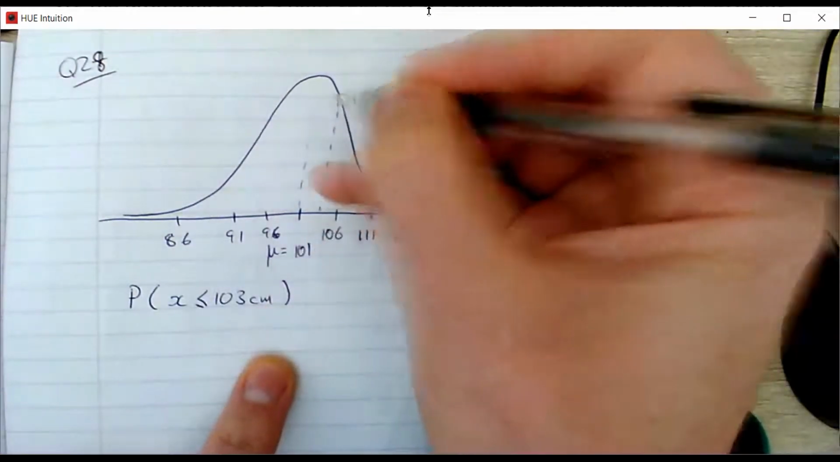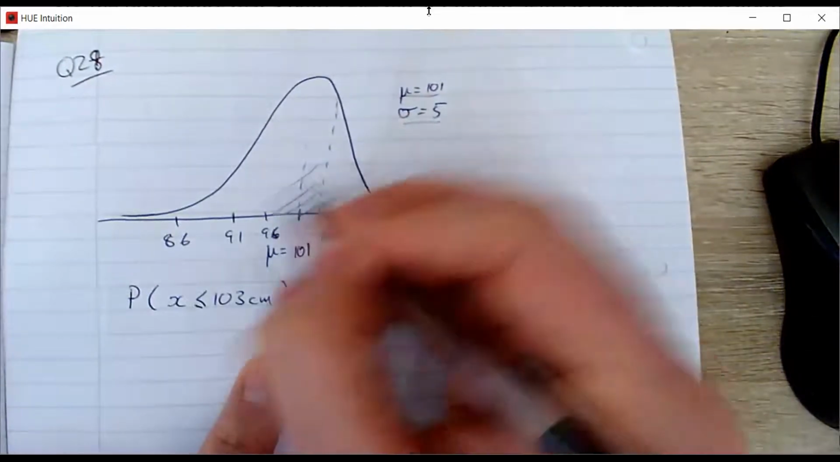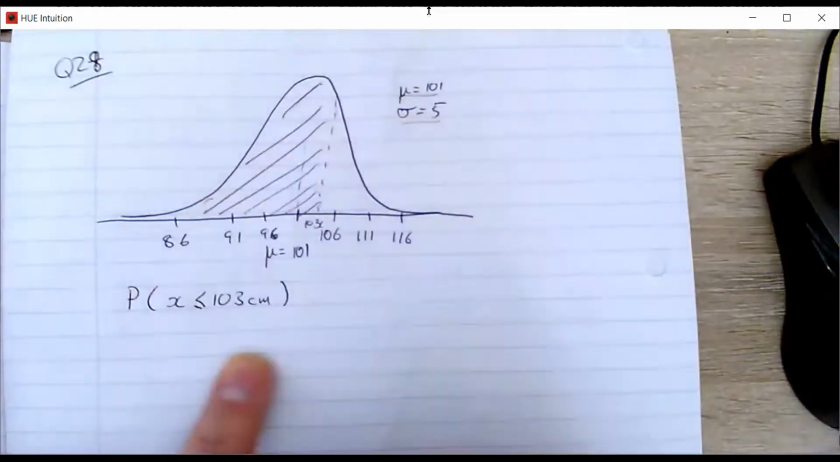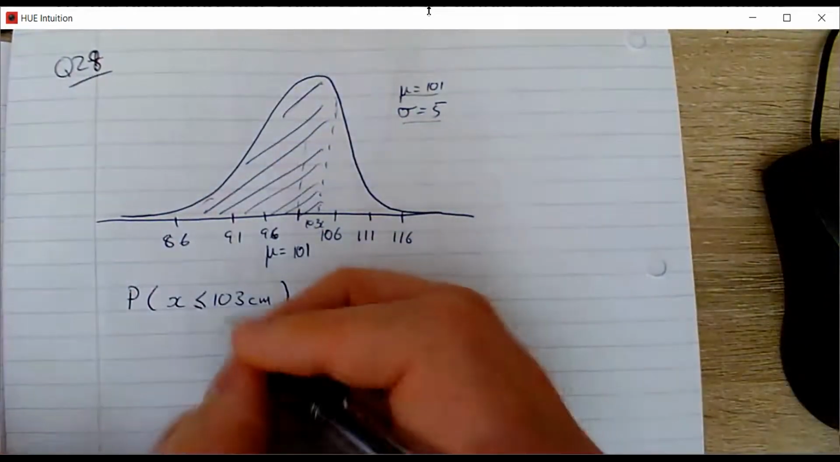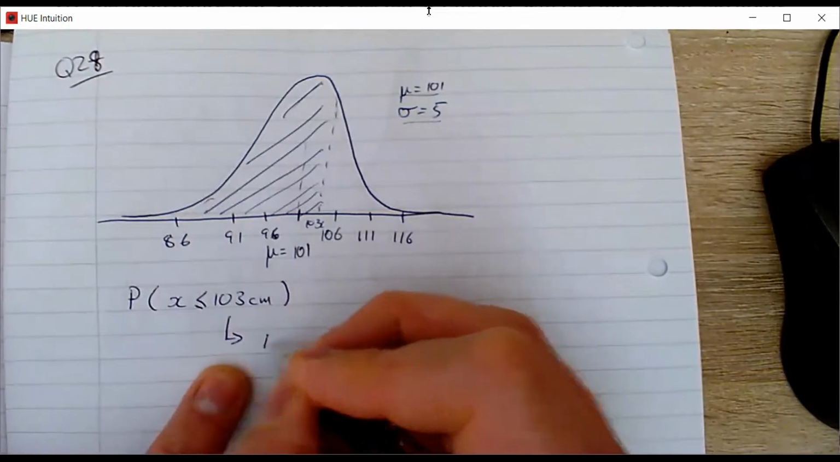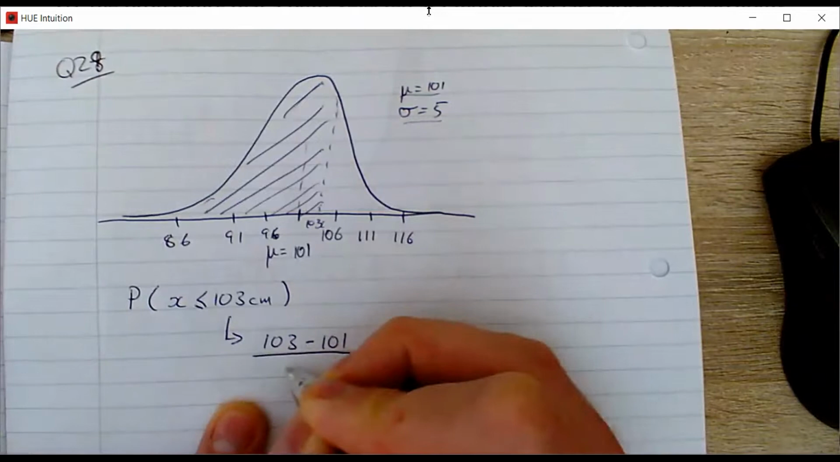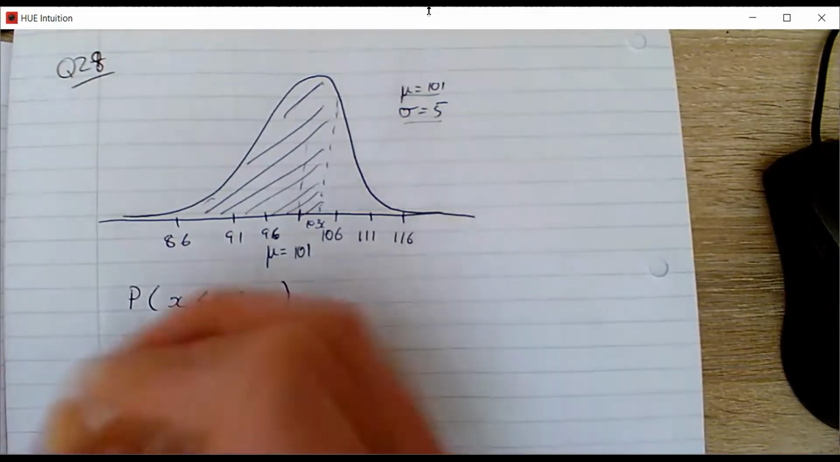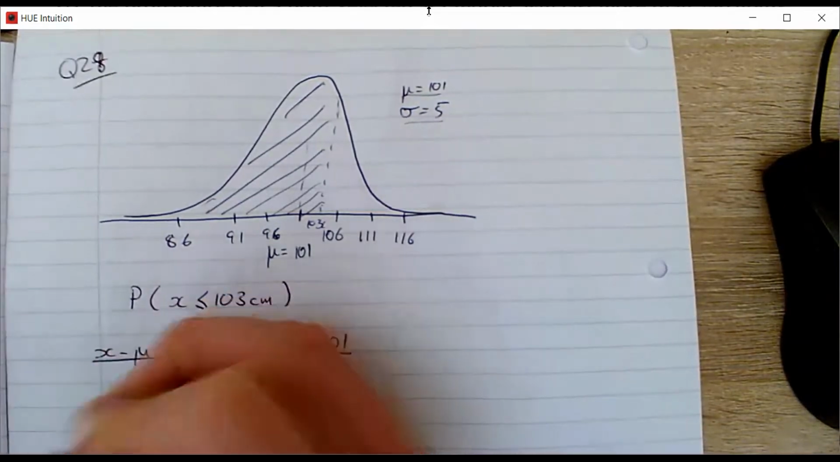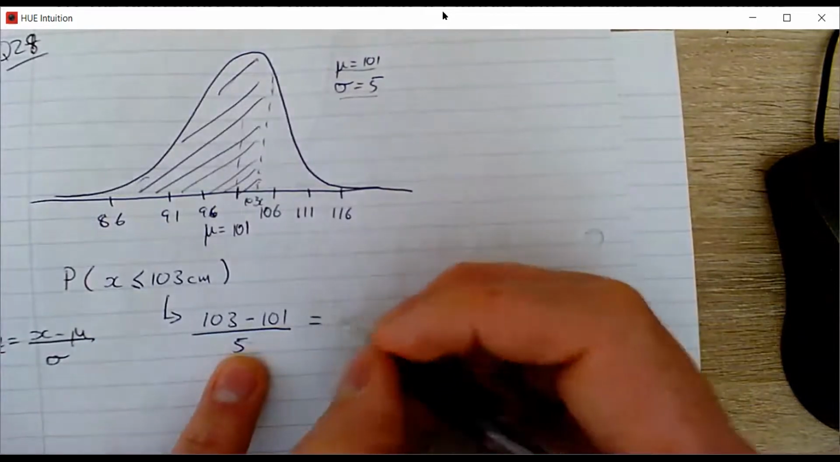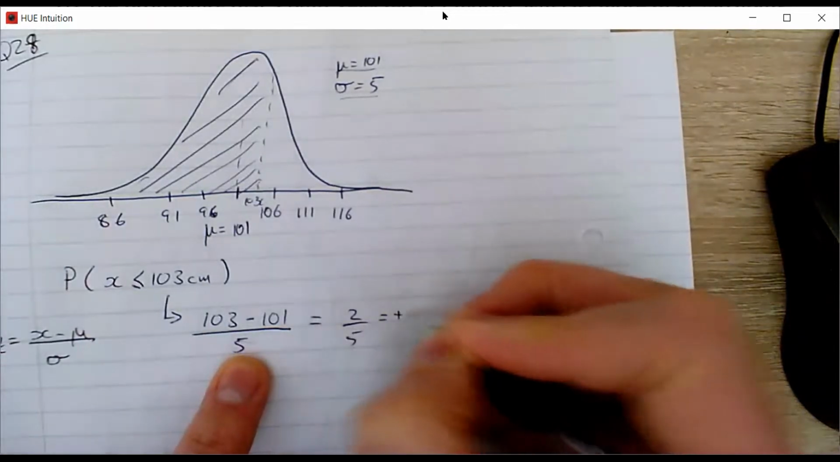The probability that a randomly selected teenager has a chest measurement less than 103 centimeters. So find this shaded area. That's what you're being asked there. So what you need to do first is standardize this score of 103. So you say 103 minus the average score of 101 divided by the standard deviation of 5. Okay, remember that's x minus mu over sigma. That's how you get your z-score. And so our standard score here is 2 over 5, or plus 0.4.